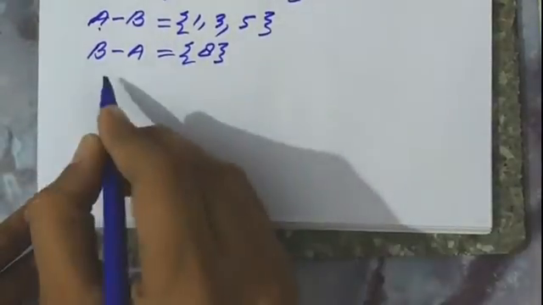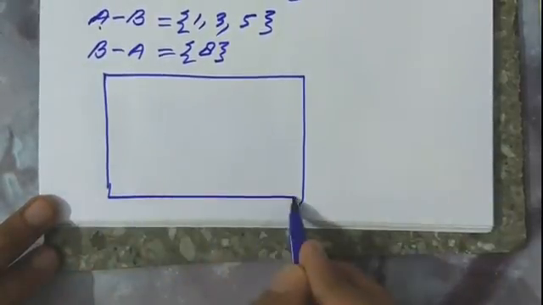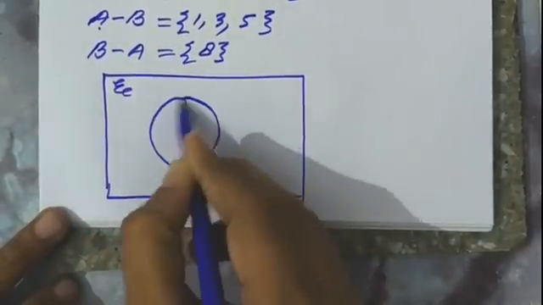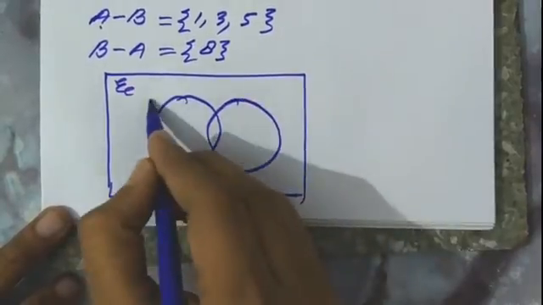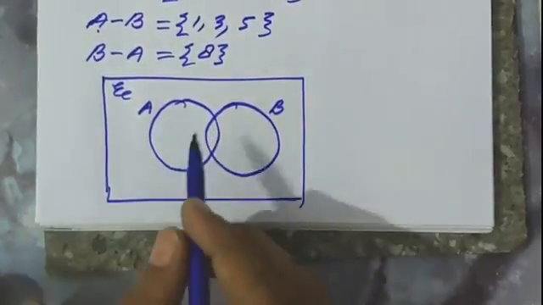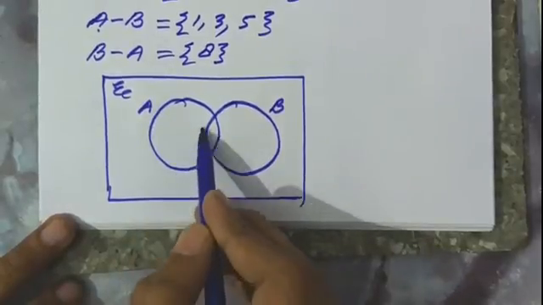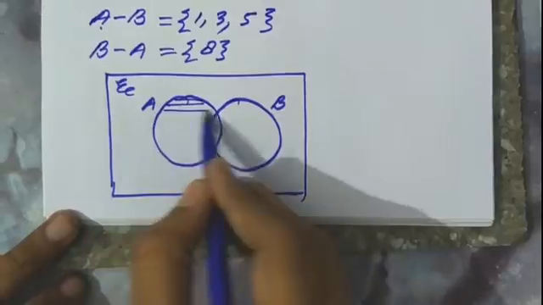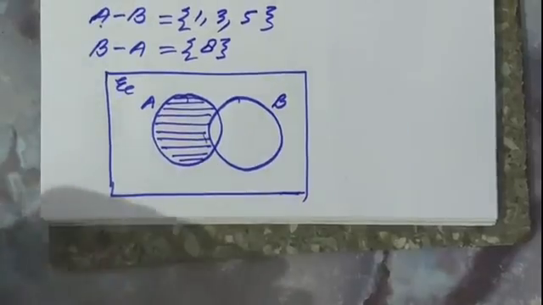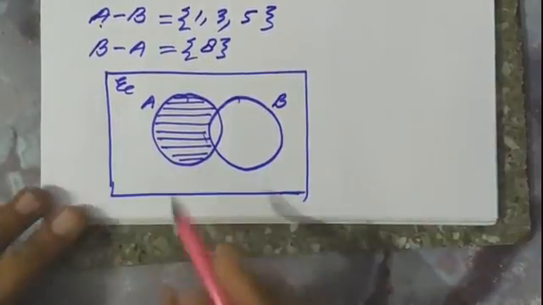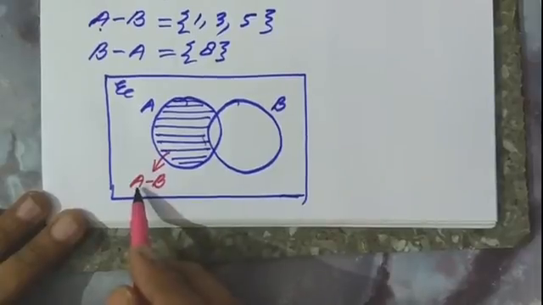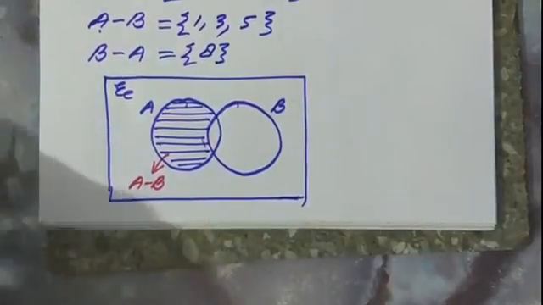Now let's take a Venn diagram for better understanding. So rectangle which shows a universal set psi, and we take two circles representing set A and set B. So the portion of A which is not included in B, this is the portion of A which is not included in B, so we have to shade it, and this shaded portion represents the operation A minus B, the set A minus B which contains all the elements of A which is not in B.